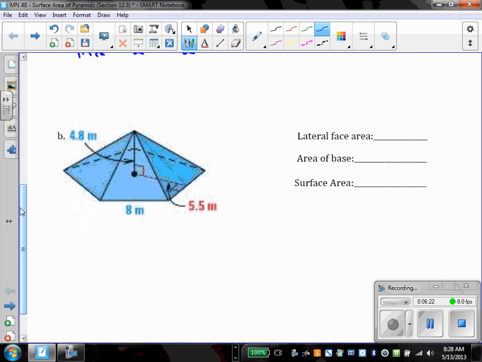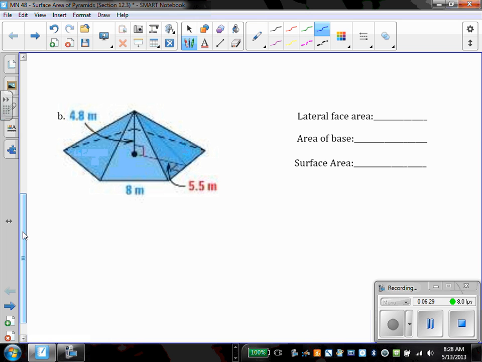If we come down here, we're just going to find another surface area of a pyramid. In this case, we have a pentagon. So let's start with the base, the area of the pentagon. Just like I've always done, I'm going to draw just part of that pentagon. We have 8 meters right here. And in this case, they are showing us even the height of that one triangle, which is 5.5.